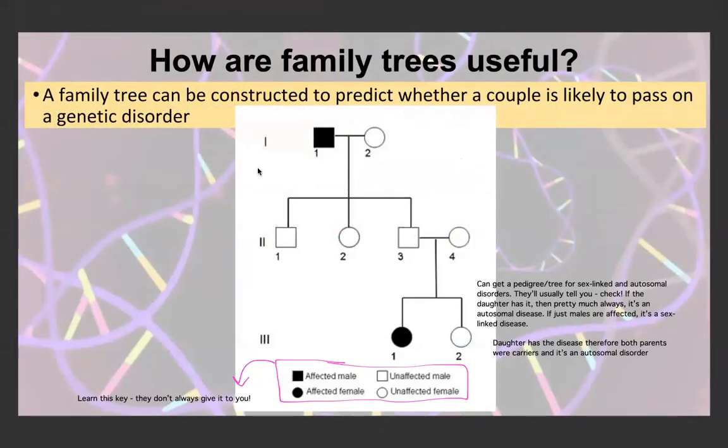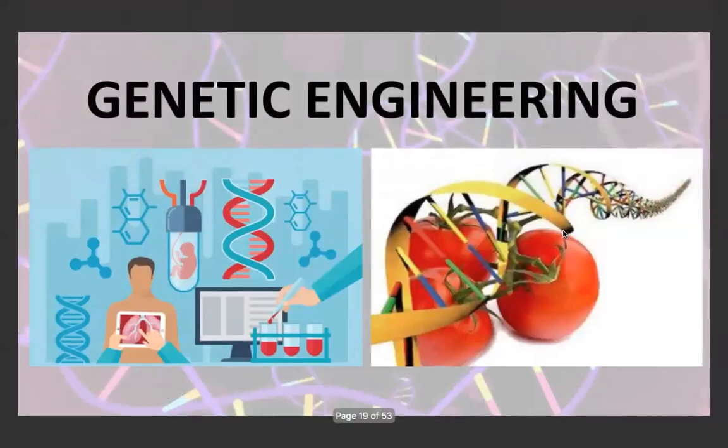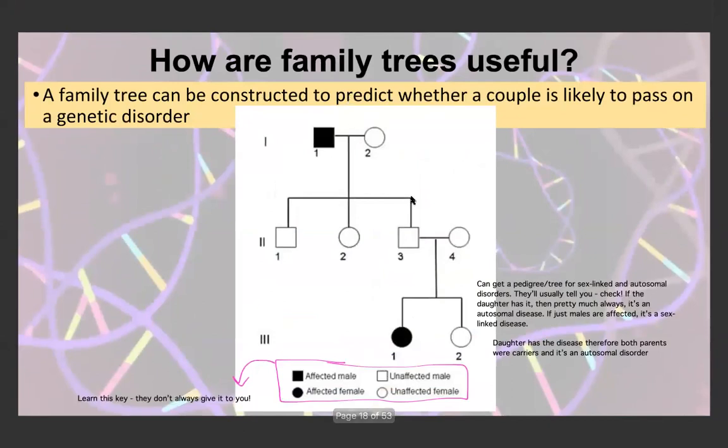So a family tree can be constructed to predict whether a couple is likely to pass on a genetic disorder. You can get a family tree for sex-linked and for autosomal disorders, and they'll usually tell you whether this disorder is autosomal or sex-linked. But sometimes you might have to look and see, like, if only the males are showing the disease, it's usually likely to be a sex-linked disease. Okay, so this would be a family tree.